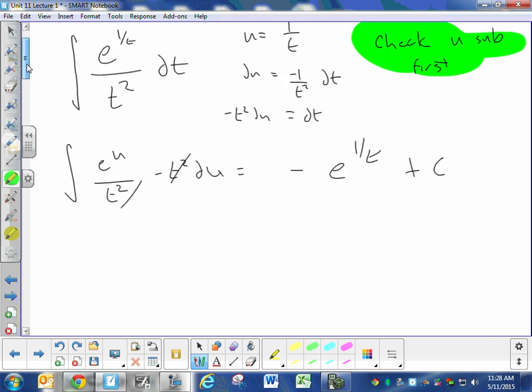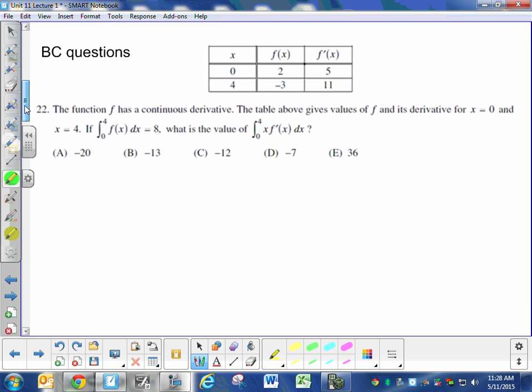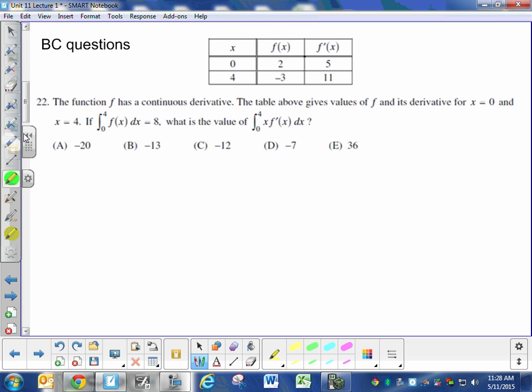All right, this is a question that was on a practice BC test because this is a BC topic, even though it should be an AB topic. So I figure you guys, after doing this lesson, can do this problem. So read the question, try to figure it out. I'll tell you right now, it's a UdV problem. So let's see if you can figure it out.